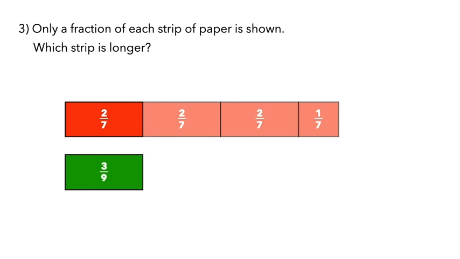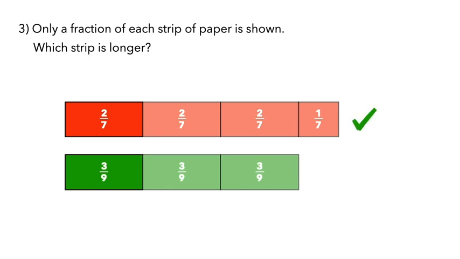Well, we need 2/7, 2/7, 2/7 gives us 6/7, and 1/2 of that block will give us the last seventh. And if we compare that to the green block, because it's in 3/9, we only need 3 of them to make the whole strip. Therefore, the red strip must be the longest.